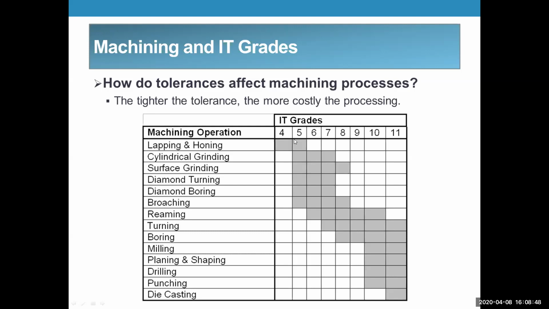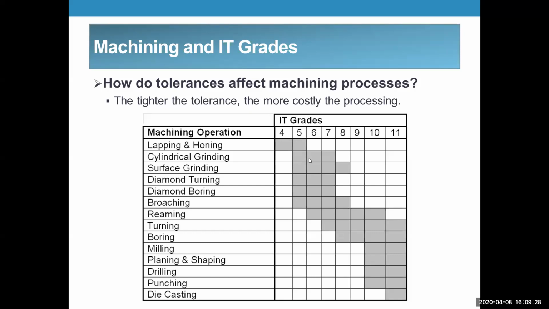So we're talking about IT grade numbers. And I think I stated on Monday that the lower the number, the smaller the tolerance, which indicates the more operations that need to be done. If you look at this chart, it basically exemplifies what I was talking about. If you're going to use a tolerance with an IT grade of 4 or 5, then you're probably going to be doing some pretty labor-intensive operations like lapping and honing. I don't know if anyone's ever done any work like that before.